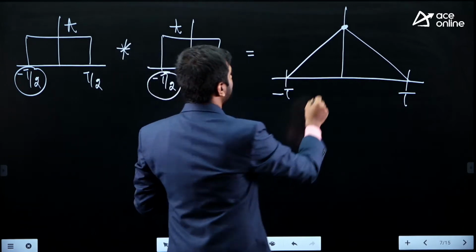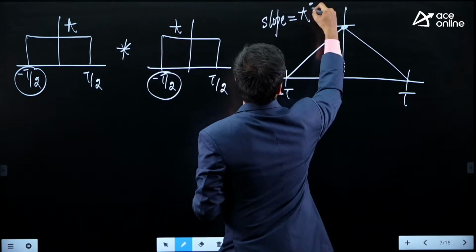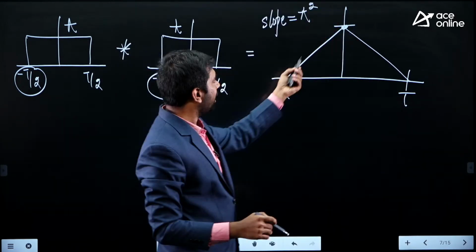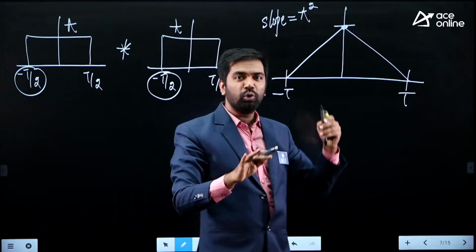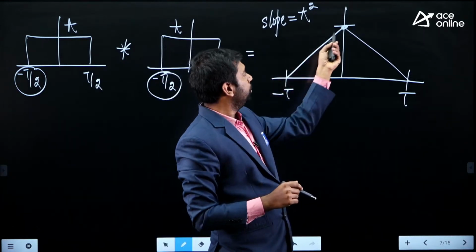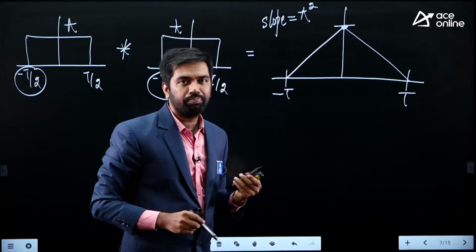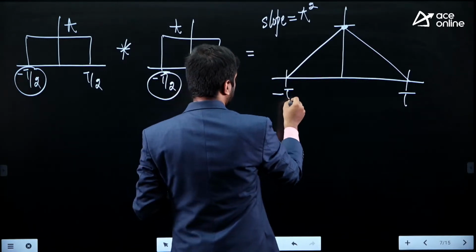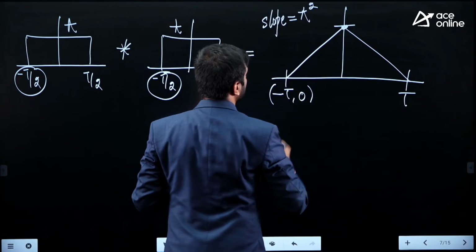Now how do you find the amplitude here? What I said is the slope is A squared. I did not say that the amplitude is A squared; I said the slope of the line is A squared. If you know the slope, you can find that amplitude. How? I'll tell you. So this is -T, 0.